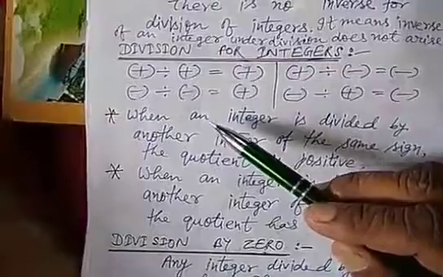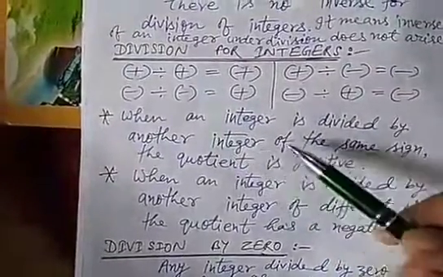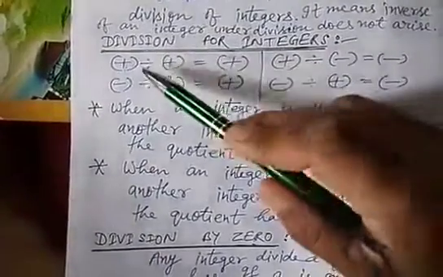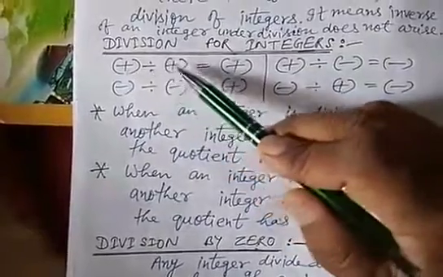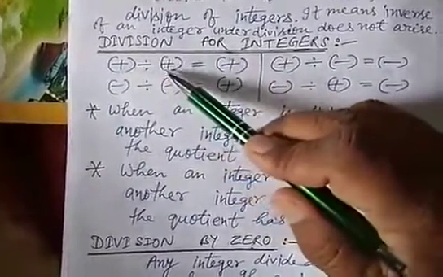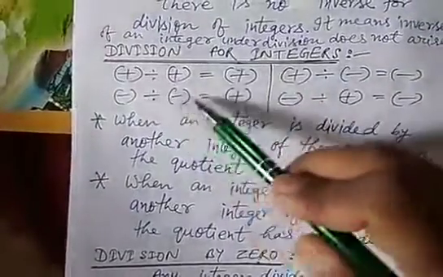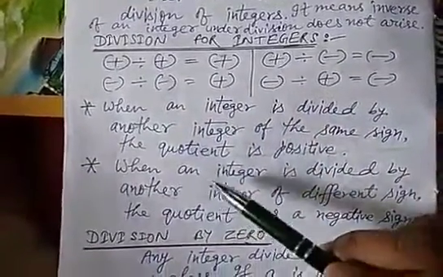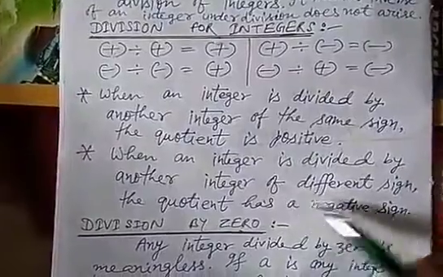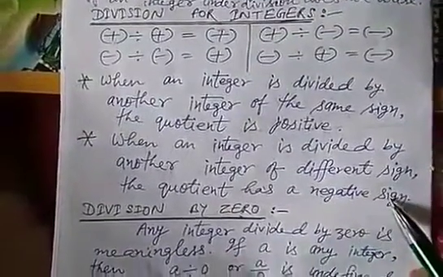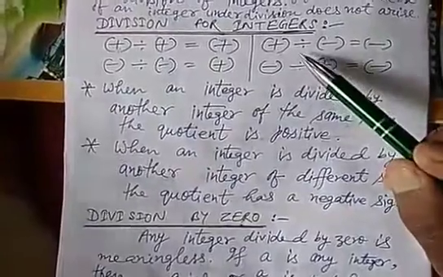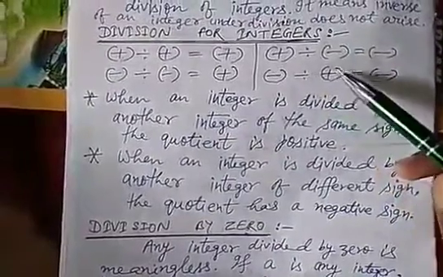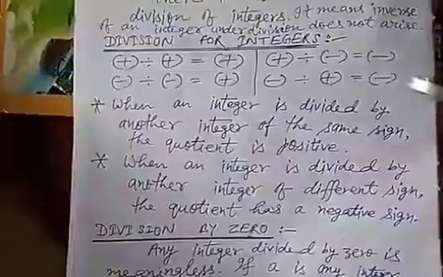The important points are: when an integer is divided by another integer of the same sign, the quotient is positive. Here, the sign of both integers are same. Therefore, the sign of quotient is plus. Second point, when an integer is divided by another integer of different sign, the quotient has a negative sign. Here, the sign of integers are of opposite sign. So, the sign of quotient is negative.